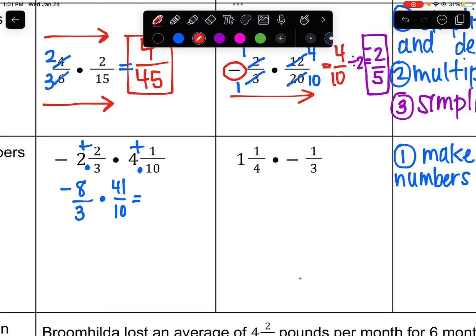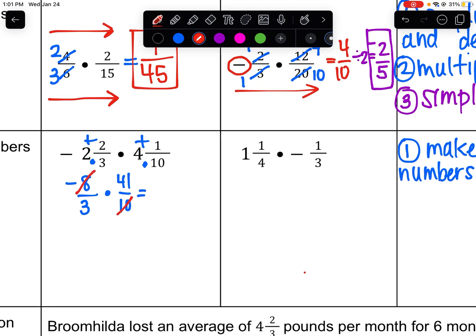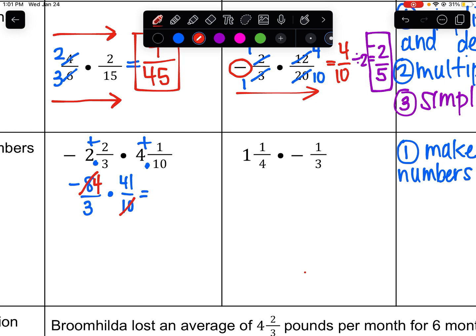And now we're going to go to the previous steps. We're going to look for simplifying first. So 41 and 3 don't have anything in common. 41 and 10 don't have anything in common. But 8 and 10 do. So 8 and 10 have a common factor of 2. So 8 divided by 2 is 4. 10 divided by 2 is 5. And that's about as far as we can go. So 41 times 4 gives me 164. And 3 times 5 gives me 15.